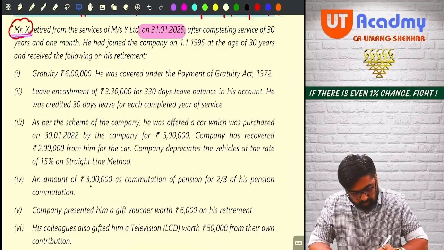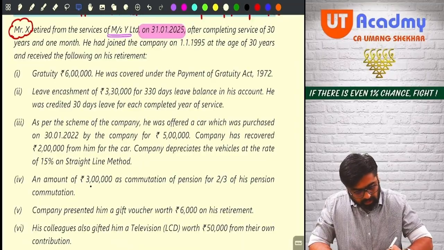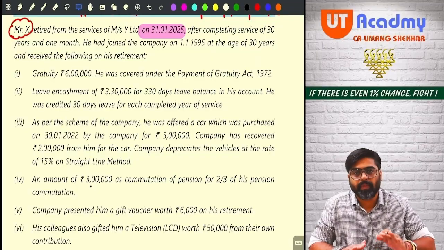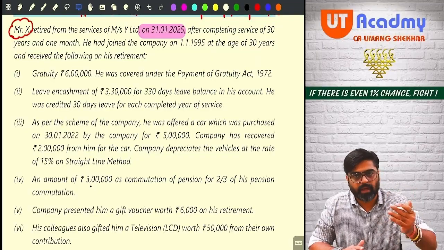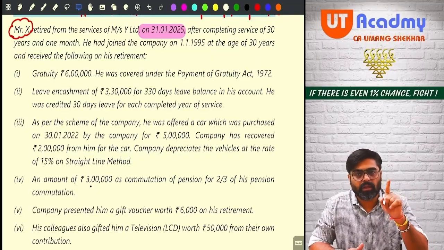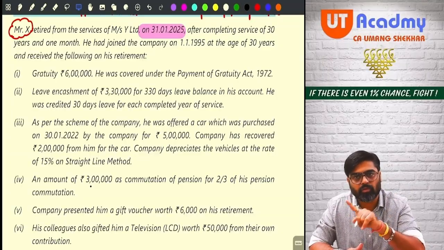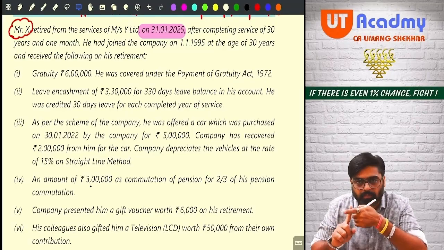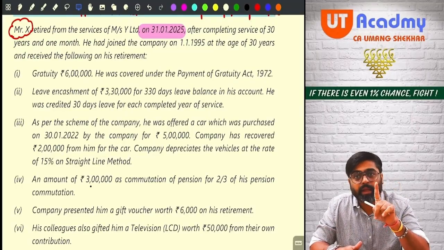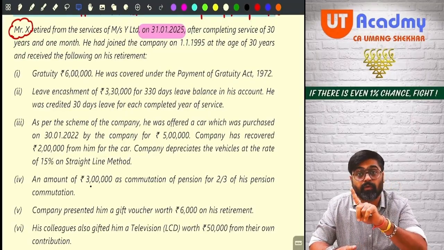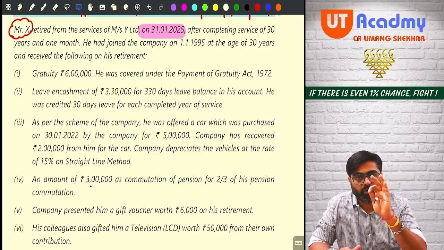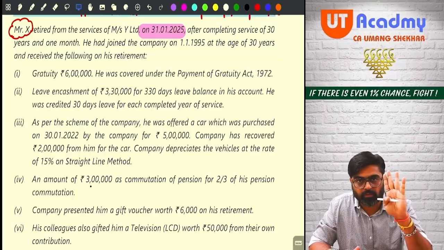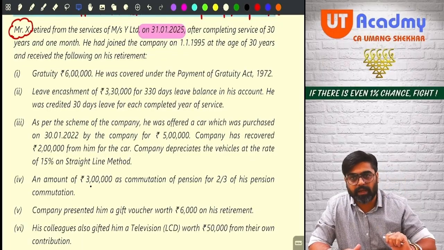Mr. X retired from the services of Y Limited on 31st of January 2025, meaning in the current previous year he is leaving the job, retiring. So till the date of his retirement, he is going to get basic, allowances, perquisites, whatever he will be getting, till 31st January, for 10 months only. Once he retires, he is going to get retirement benefits also. So what retirement benefits is he getting?